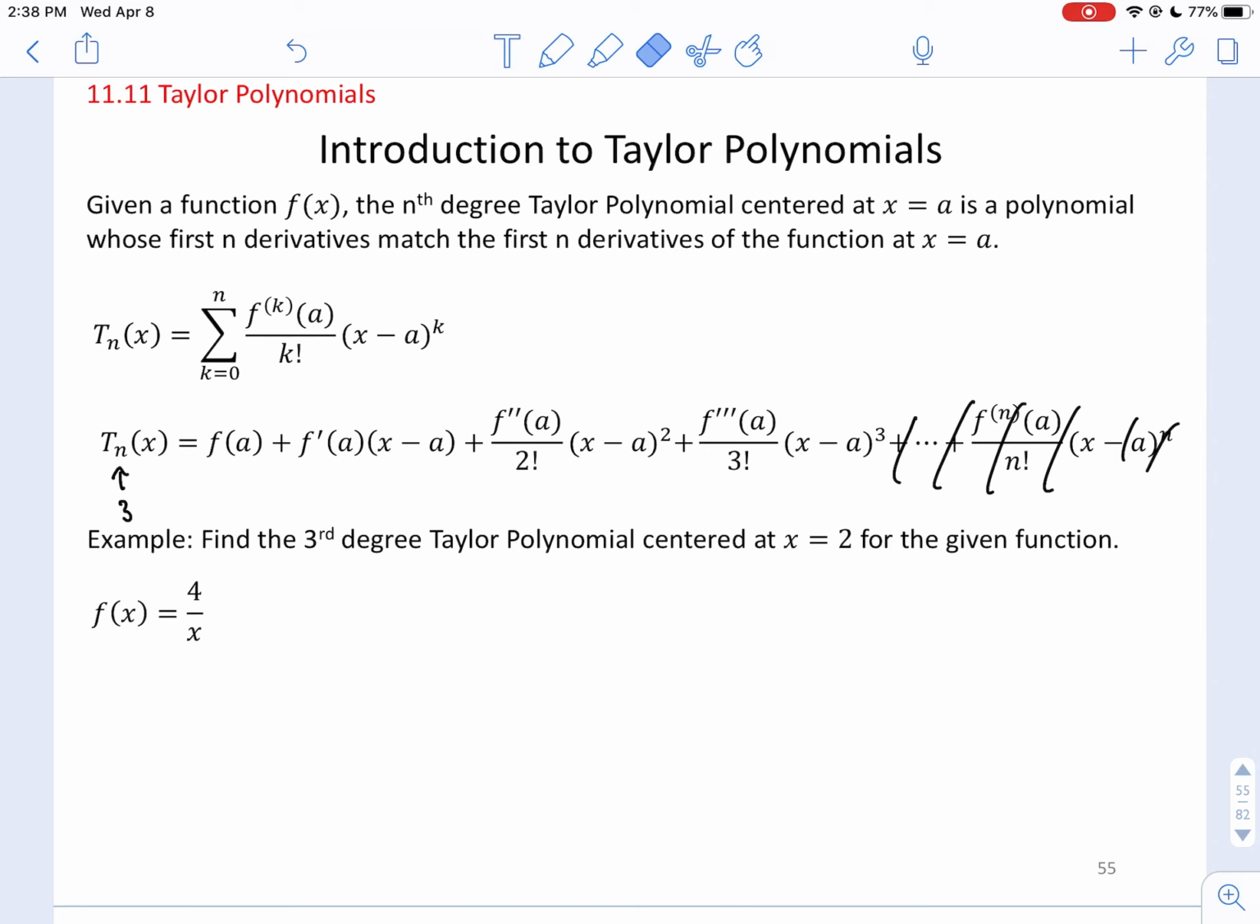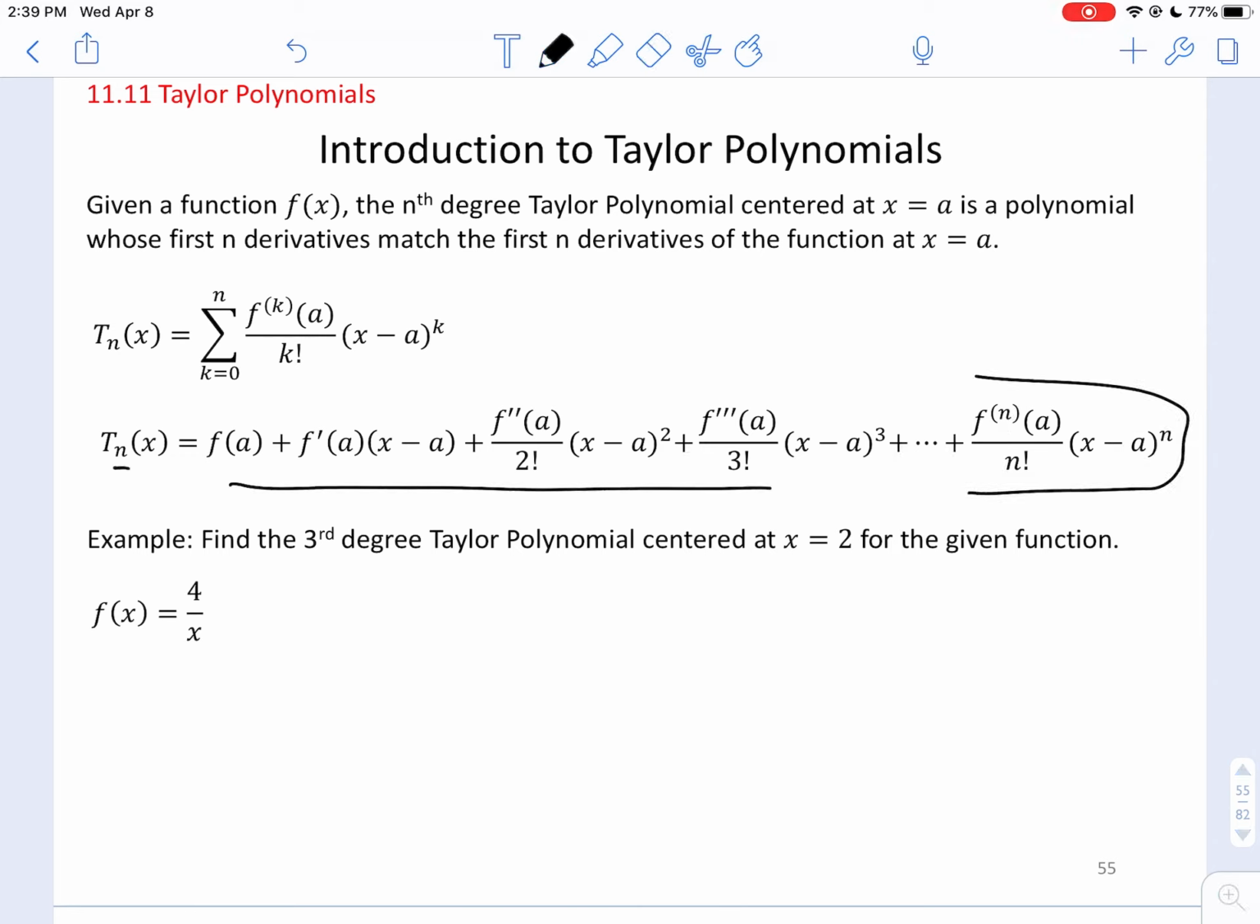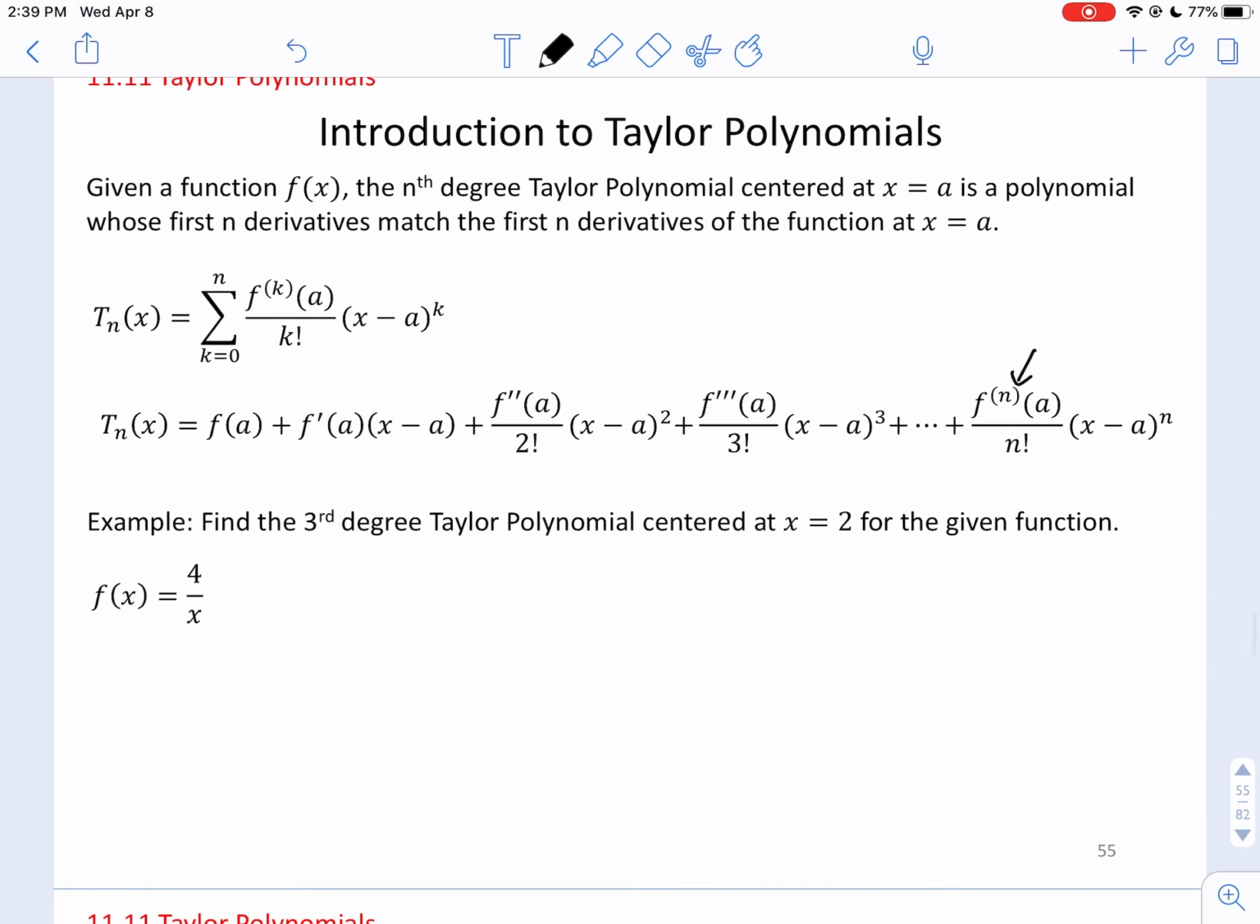Now in general, if you want this to be n and not 3, you just keep this process up until you get to this final term here, where you have the nth derivative evaluated at a divided by n factorial times x minus a to the n. When you see what looks like a power, but it's in parentheses, that's indicating a derivative. This is the nth derivative.